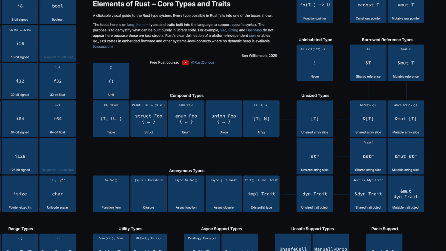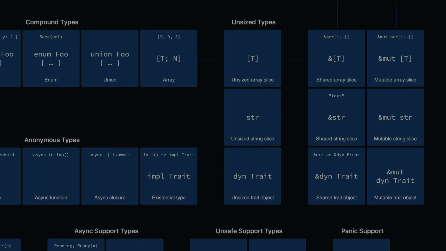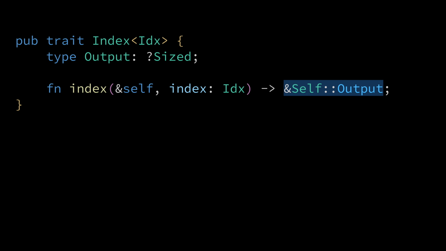The ones with no fixed size are called the unsized types, and here they are: the unsized array slice, the unsized string slice, and the unsized trait object. These are the types you cannot hold directly by value in a variable because they don't have a fixed size at compile time, but you can have references to them. That's fine in this trait because the index method only returns a reference to the output. It never holds it by value.